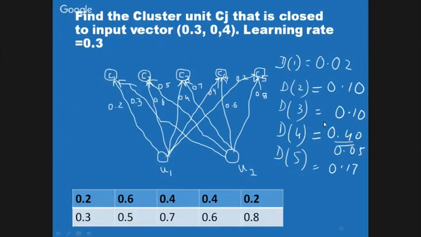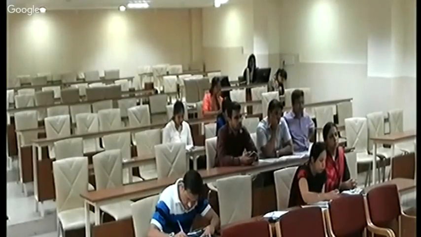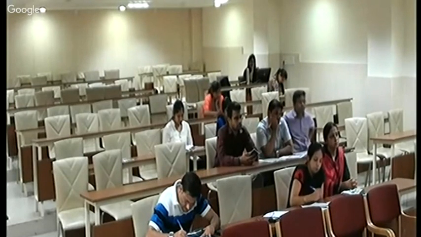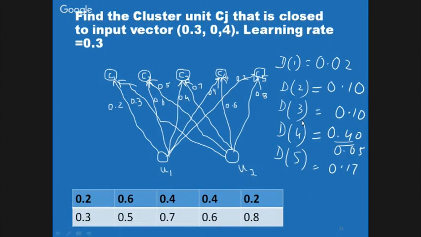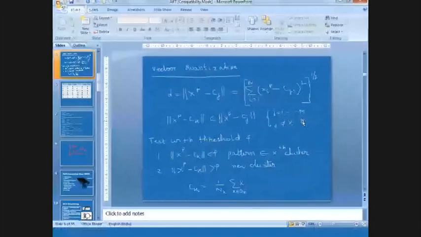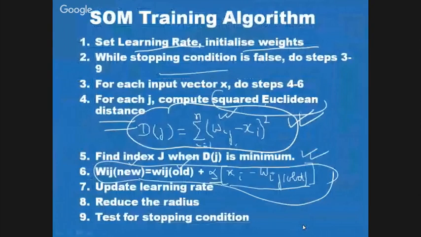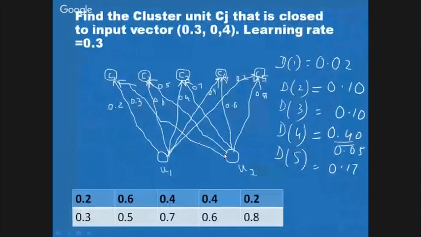Other centers must have also got values. So D1, D2, D3, D4, and D5. After we have found out this, what we have written in the algorithm is that dj equals this, and find the index j for which dj is minimum. So in our case dj is minimum for the first case, that will be 0.02. That means the first cluster distance will be minimum, right?